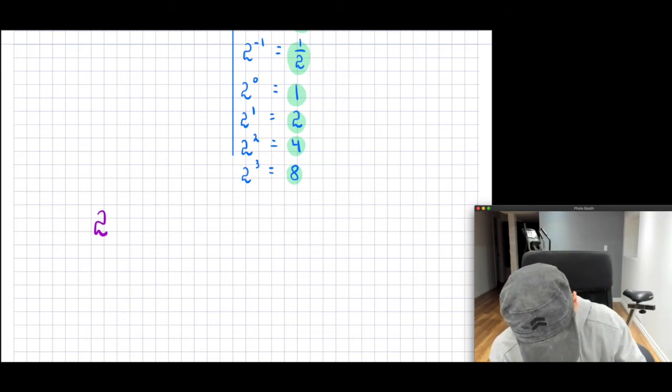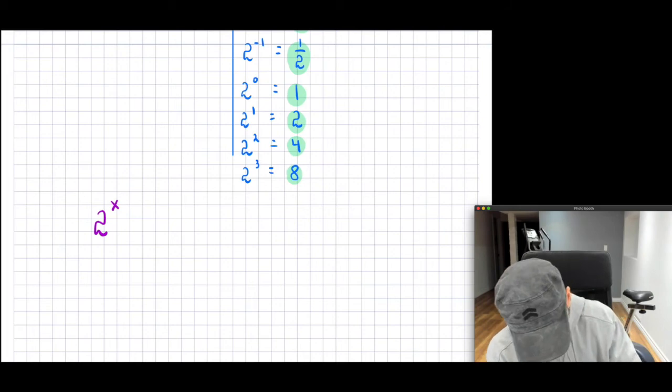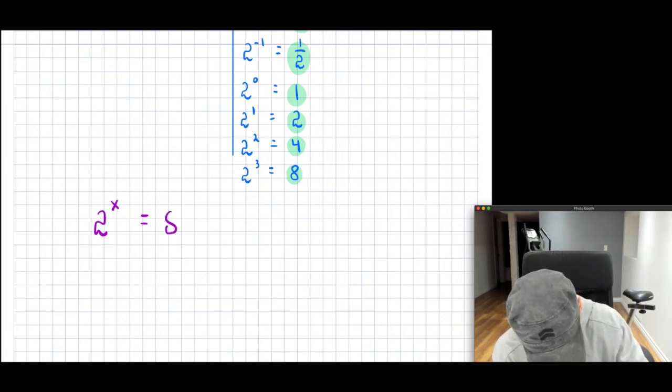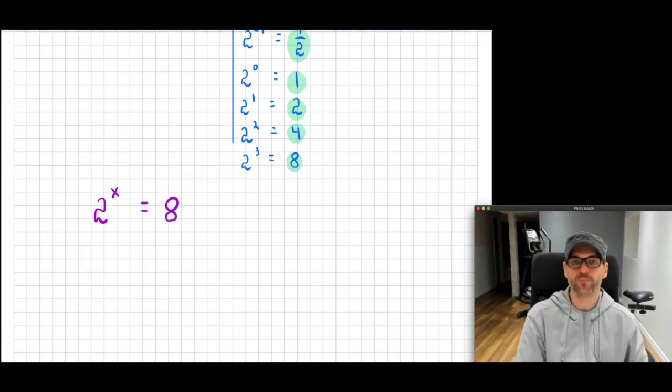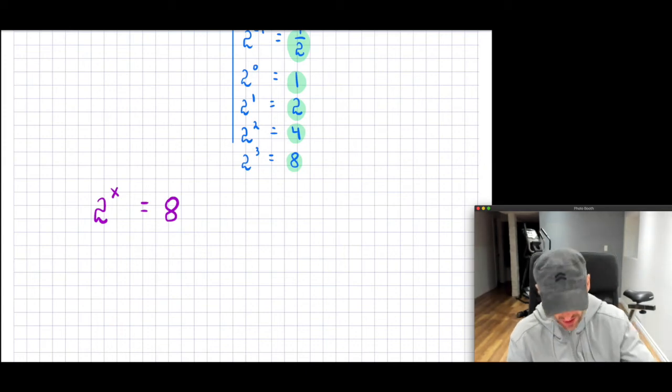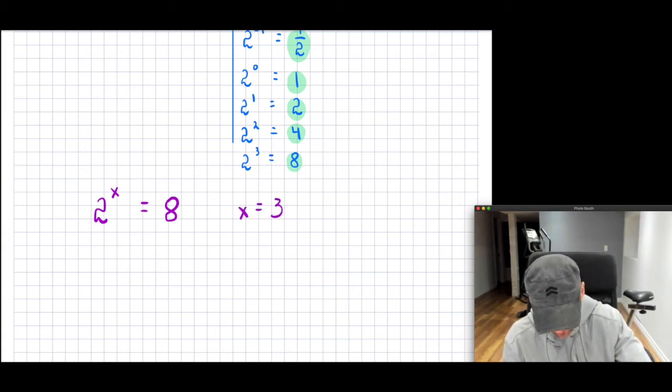So if we have 2^x, and that is equal to, let's say, an output of 8. Now, if you're looking at this, you know, well, 2 raised to the power of 3 is equal to 8. So I know that. You're correct. So in this case, x is equal to 3. So basically, we're trying to figure out what this exponent is.